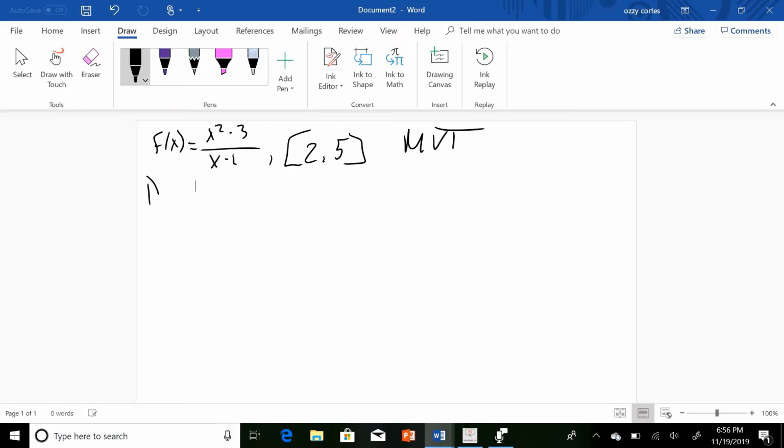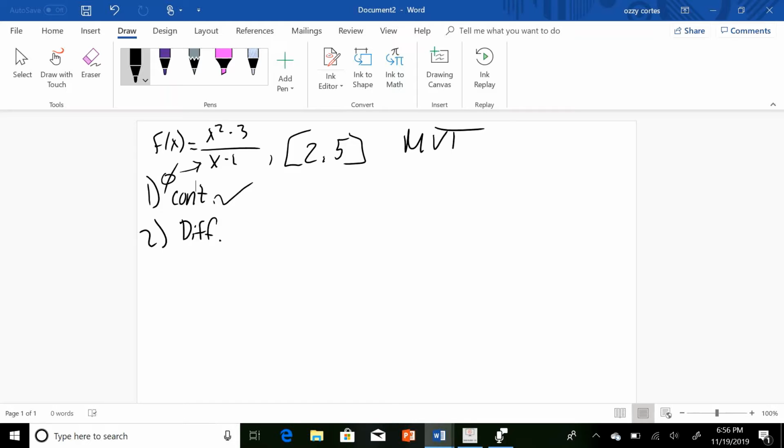So what the mean value theorem tells us is that number 1, it has to be continuous, and number 2, it has to be differentiable. So we can tell it's continuous because of the denominator in this case. Basically what we don't want is a 0 there. So if we plug in these two values, we see that we don't get a 0. So that's why it's continuous.